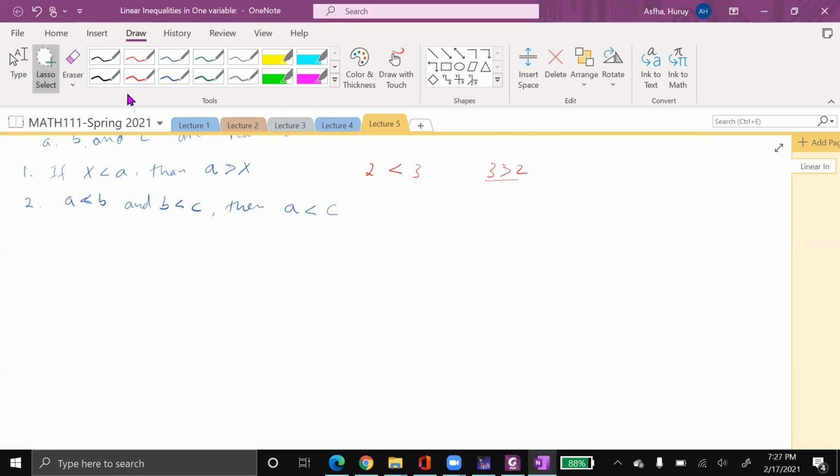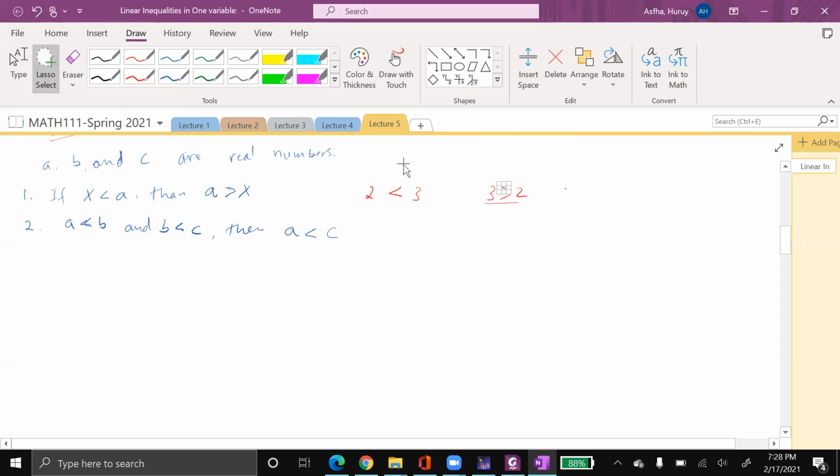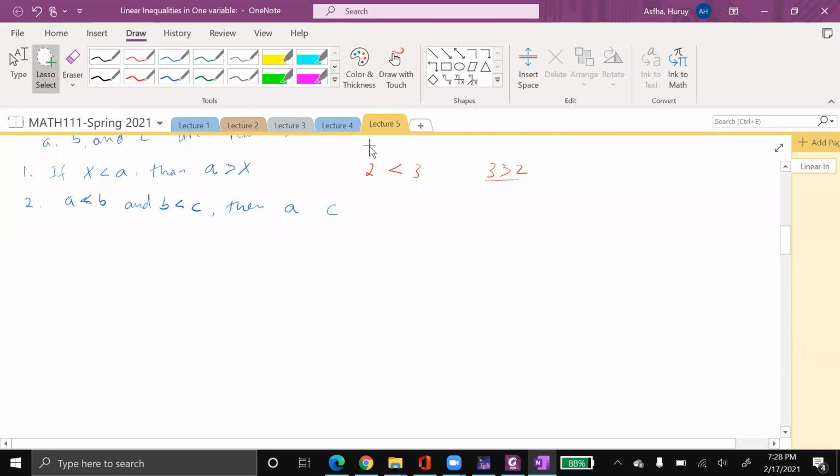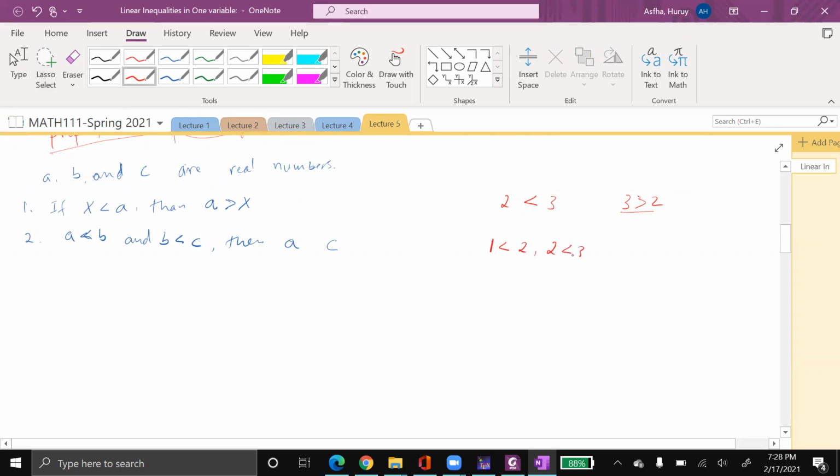And a simple example of this would be, well, you can pick any three numbers. So if 1 is less than 2 and 2 is less than 3, well, then 1 is less than 3. Okay, that's what we mean by this property. So this is true for any three numbers, any real numbers.